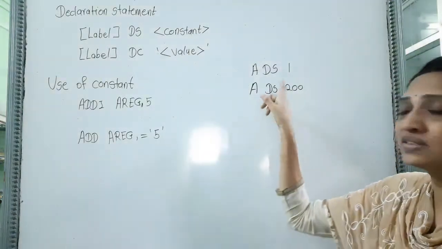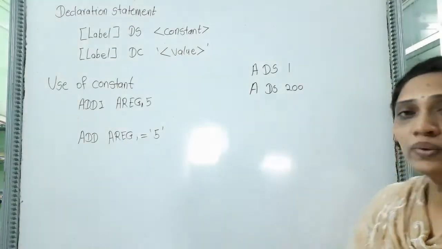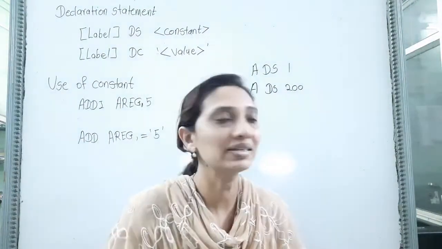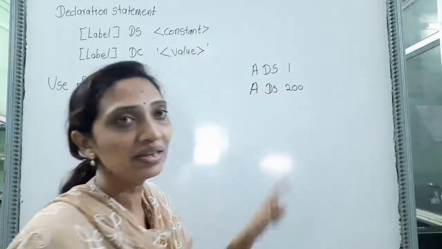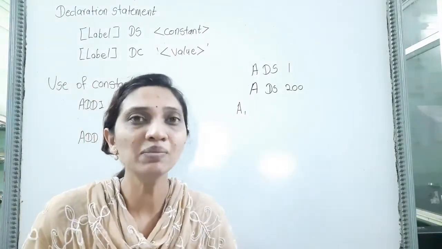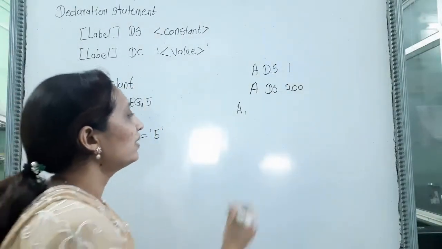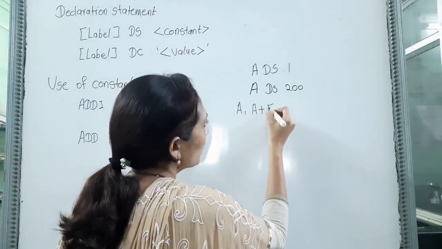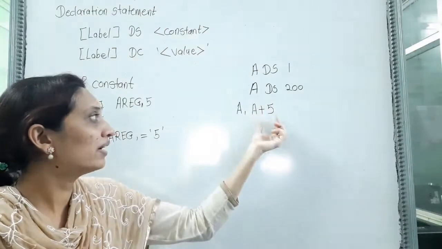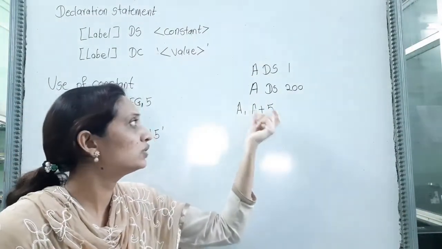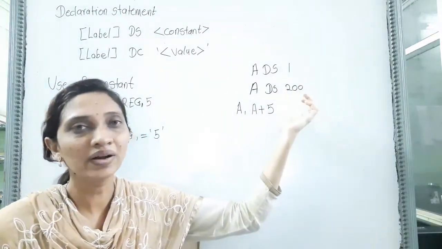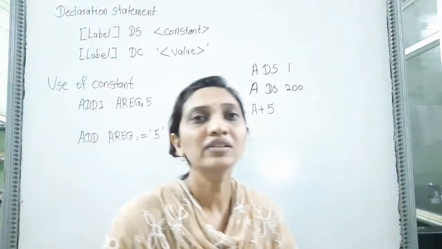If we have to access the sixth memory word of this block, how do we access it? The first memory word is accessed by using only A, and to access the sixth memory word of this block, we use the offset A plus 5. Here the displacement 5 is used to access the sixth memory word of this block of 200 memory words. In this way we declare the storage.